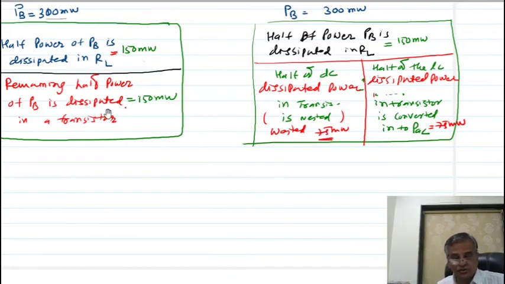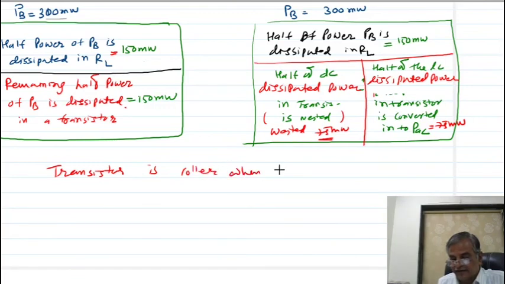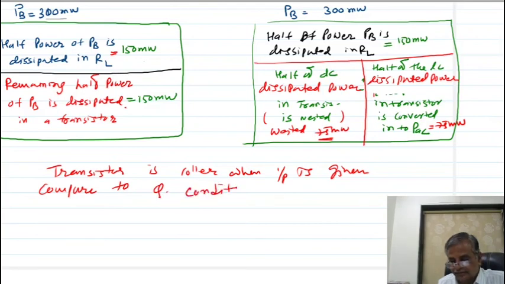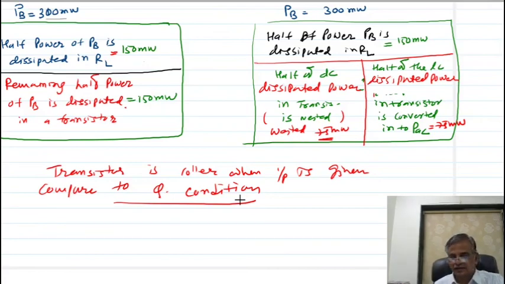So this discussion shows that the transistor is cooler when input is given compared to the quiescent condition. I think you understand this discussion. Then we'll start another topic. First you go through this. Okay, thank you.